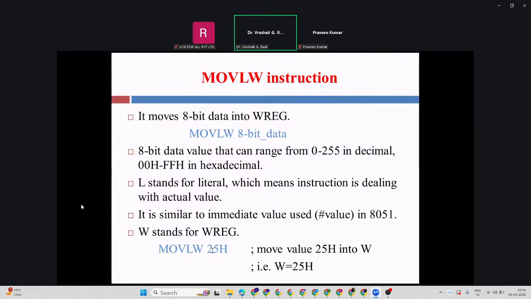So in total, how will MOVLW 25H work? It means the 25H value will be moved to the W register. This W register is of how many bits? 8-bit. So what will be in those 8 bits? 2 means 0, 0, 1, 0. And 5 means 0, 1, 0, 1. So the 8 bits of this W register will be 0, 0, 1, 0, 0, 1, 0, 1. That way the values will be available there after executing this instruction.